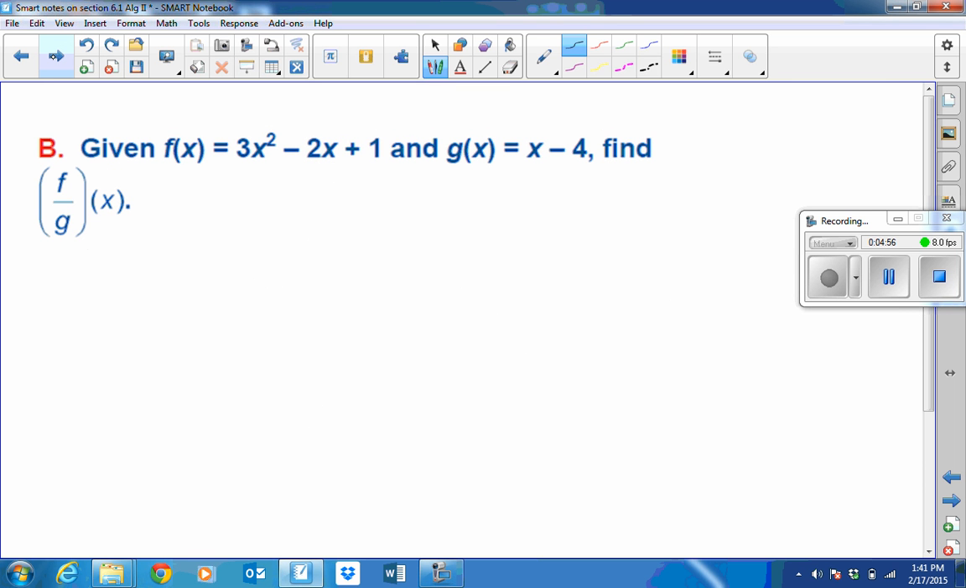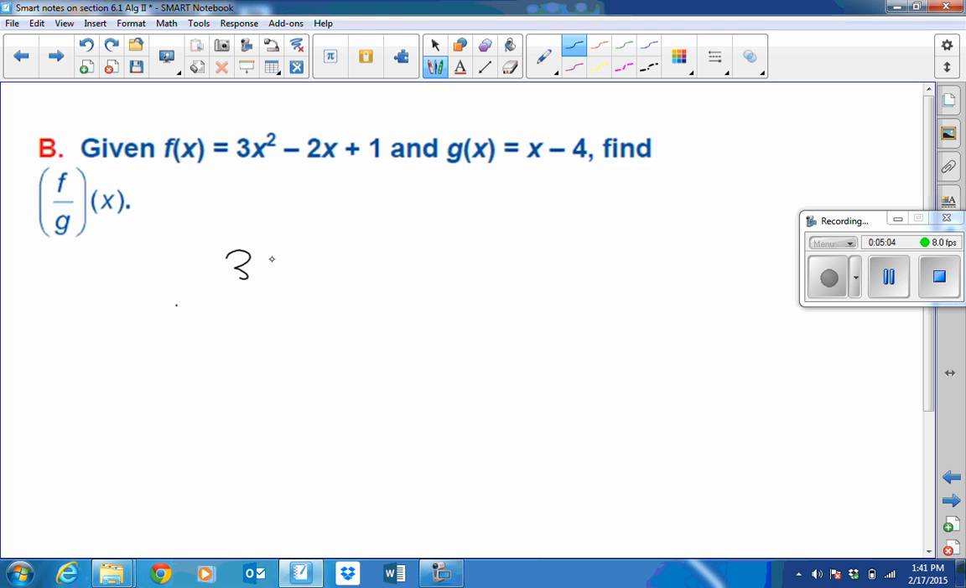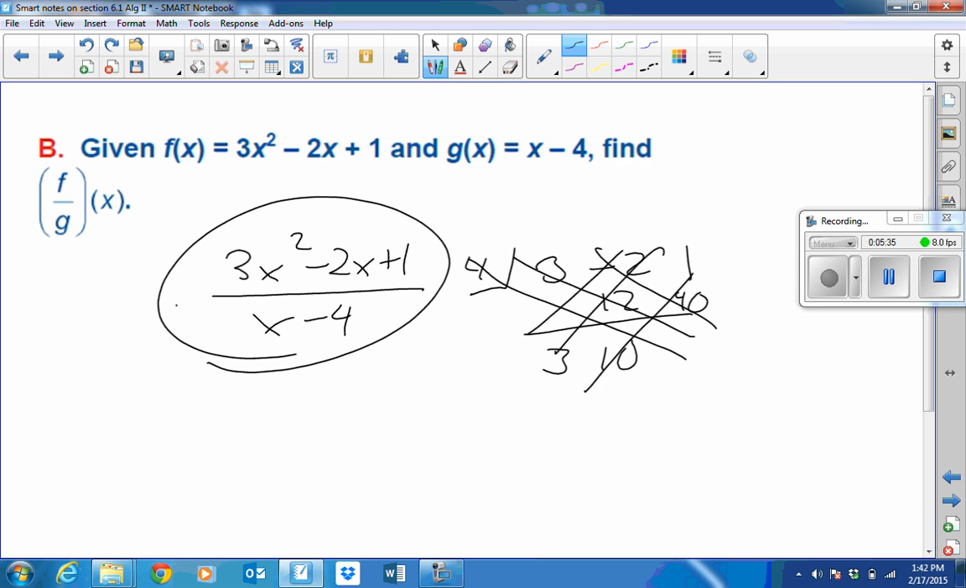F over g of x. F of x is 3x squared minus 2x plus 1 divided by x minus 4. Well, we should look at this quickly to see if we can simplify it using synthetic division. 3, negative 2, 1. The solution of that is 4. 3 times 4 is 12. 10 times 4 is 40. And no, it isn't going to come out as an even factor, so we'll leave our answer in this fraction form here.